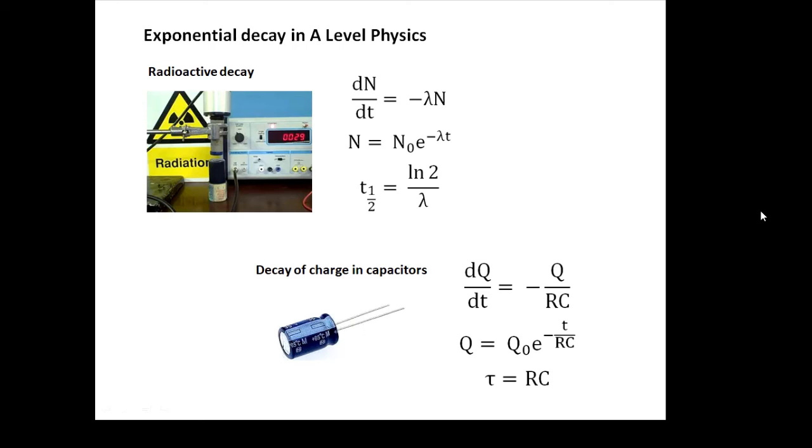One thing is, with capacitors, we don't use the half-life. We use something called the time constant, which is similar to the half-life, but it's not the half-life. It goes down by a different percentage, not 50%.